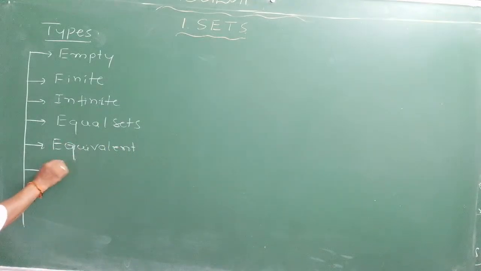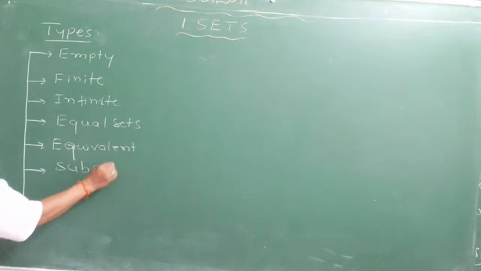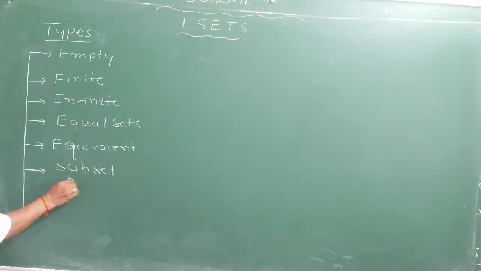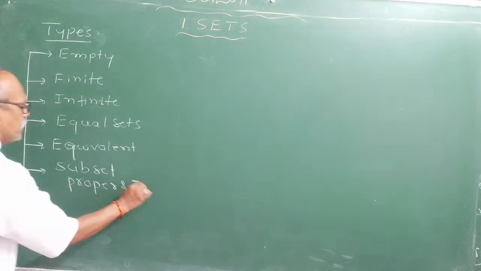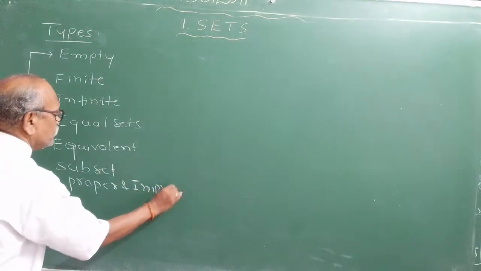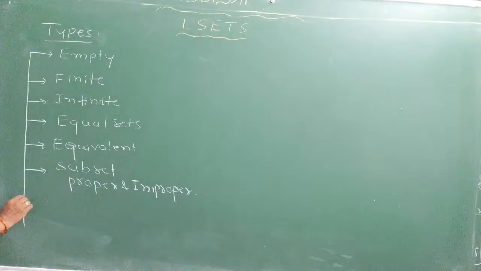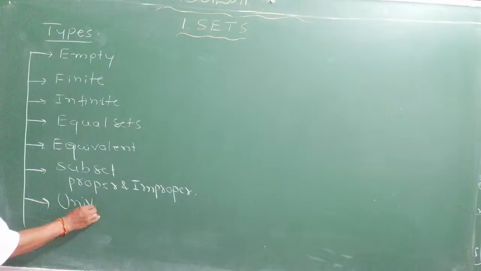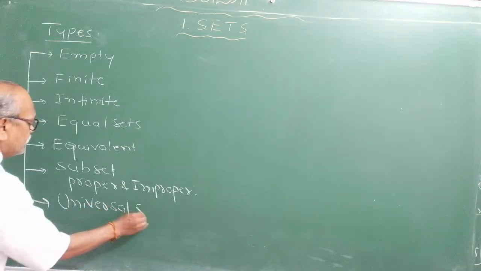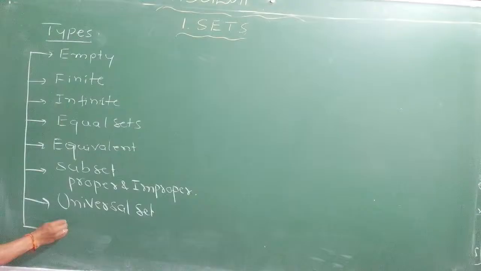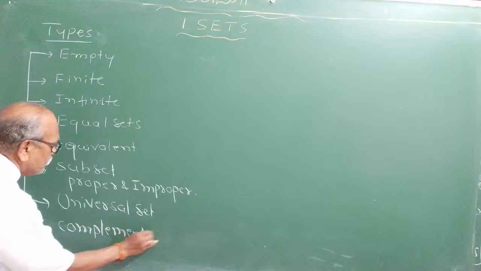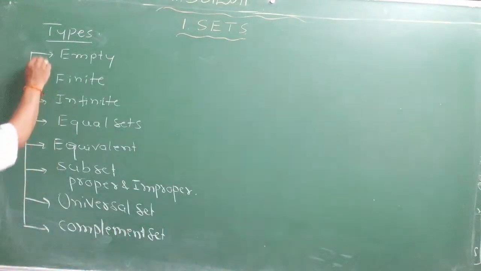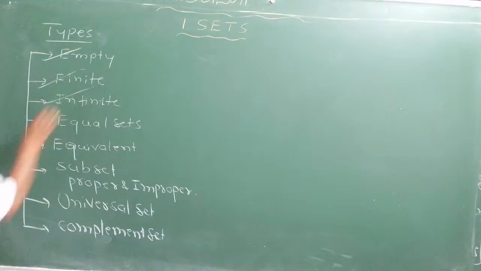Equivalent sets. Then the concept of subset. In that you will have two types: proper subset and improper subset. Then we will see universal set and complement set. So we have covered already empty sets, finite sets, infinite sets.